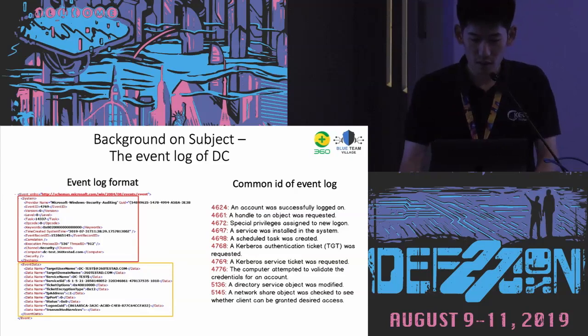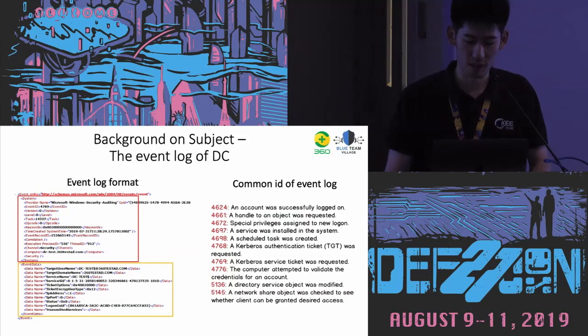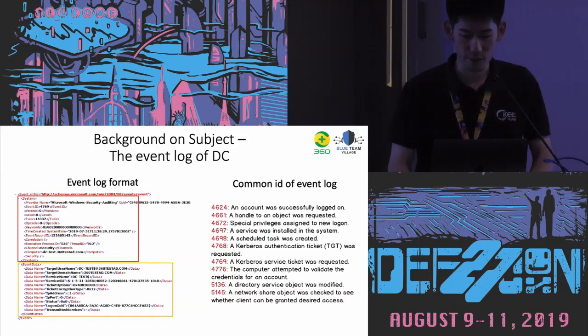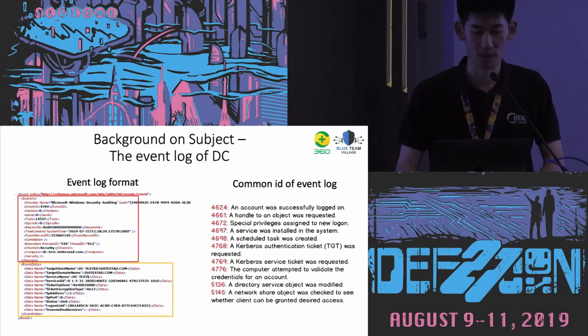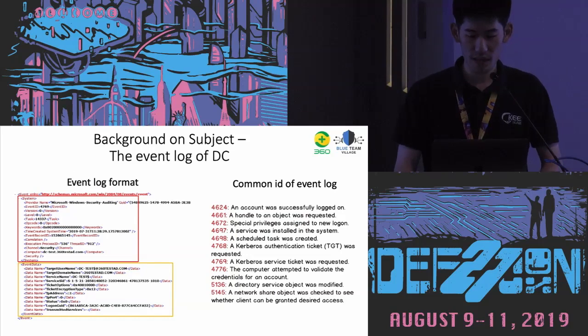So let's look at the format of the event log. There are two different parts in the event log. The first part is general information, such as the system information. The second part is the detailed information of changes according to different event IDs. We focus on those common IDs. You can see that different event IDs represent different interesting actions.